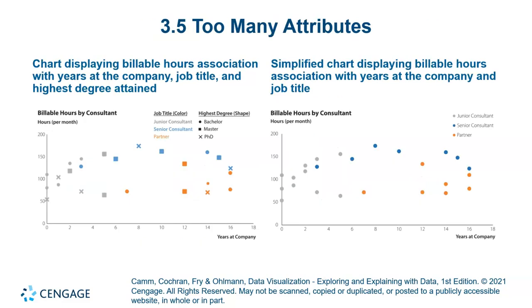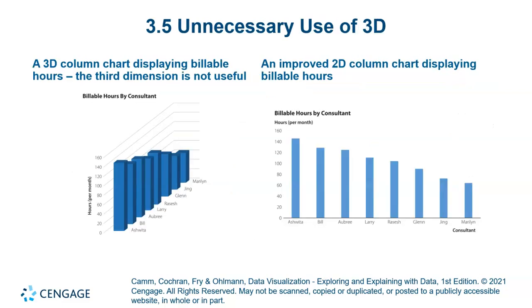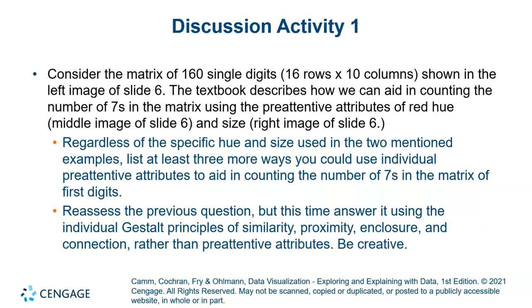Too many attributes: sometimes we need to avoid too many attributes like cross, square, and rectangular. It's better to use a single one, either colors or shapes. So it's better to use one Gestalt principle. Unnecessary use of 3D: sometimes you don't need 3D, so just avoid that. Just go simple, keep it simple.